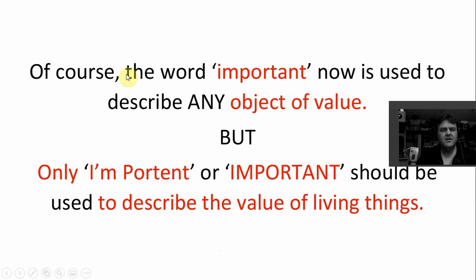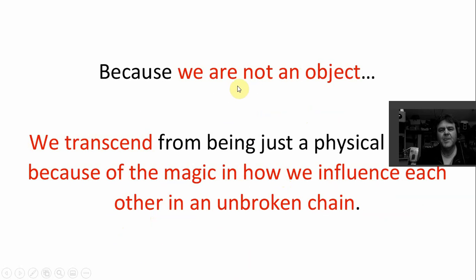We all are. Okay, so the word important gets used now to describe any object of value, but only I'm important or important really should be used to describe the value of living things. We said it was an important message. You could see in the literary use back there how it was referring to a wonderful person. Because we're not objects, are we?